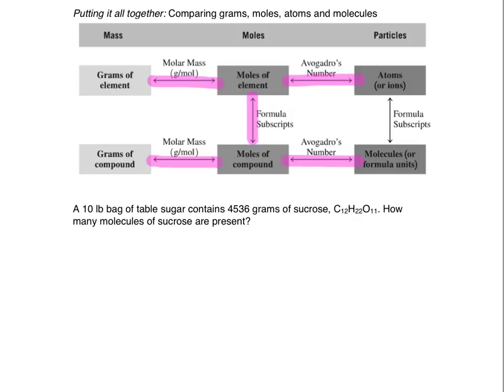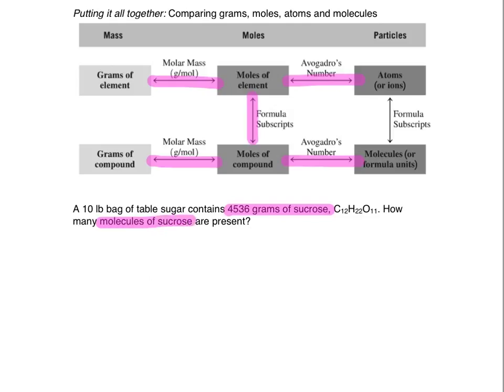So the example we're going to do in class today is a 10-pound bag of sugar contains 4,536 grams of sucrose, which is C12H22O11. How many molecules of sucrose are present? So the first thing we want to do is identify what we're given, and so that's the grams of sucrose, and what we're trying to find, and that is our unknown, which is the molecules of sucrose.